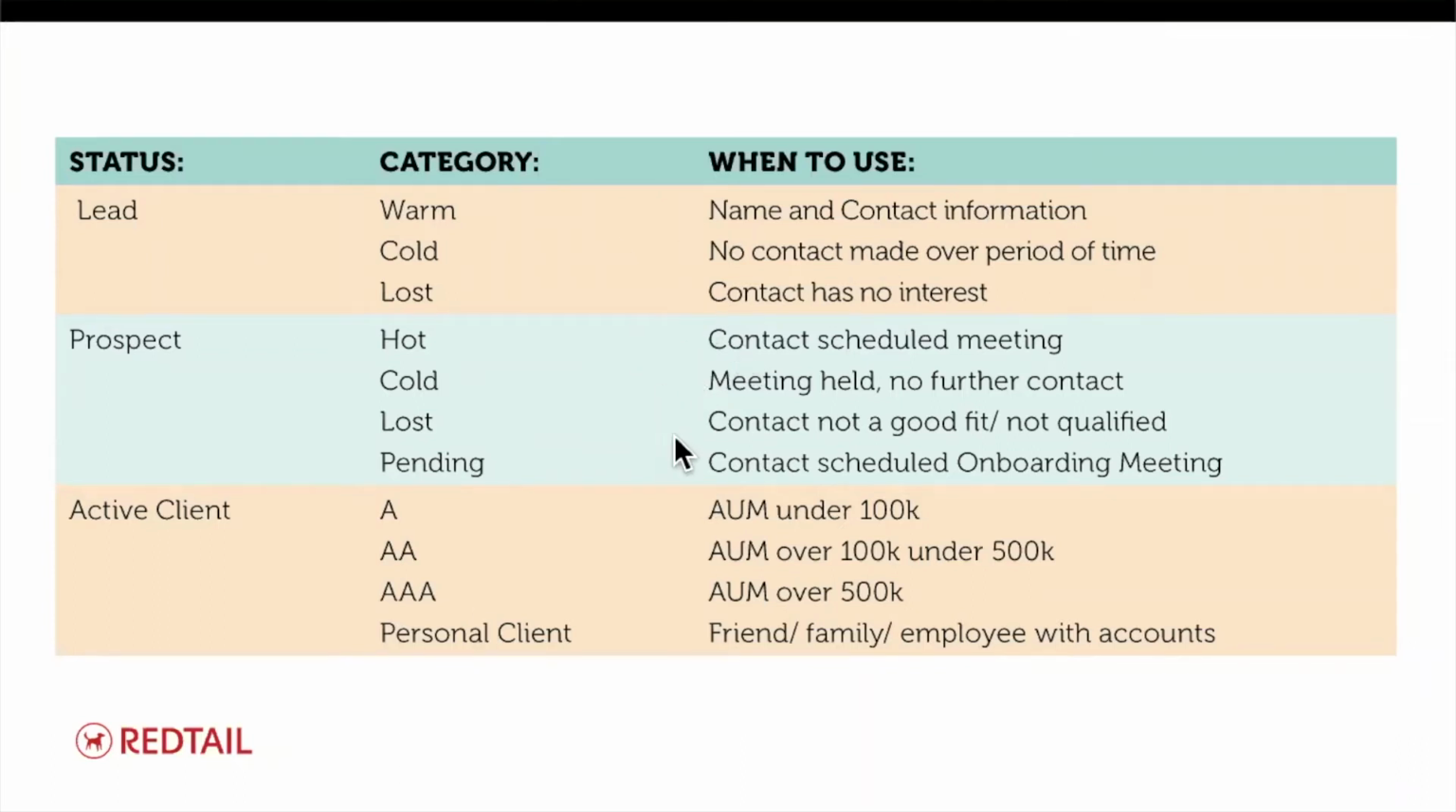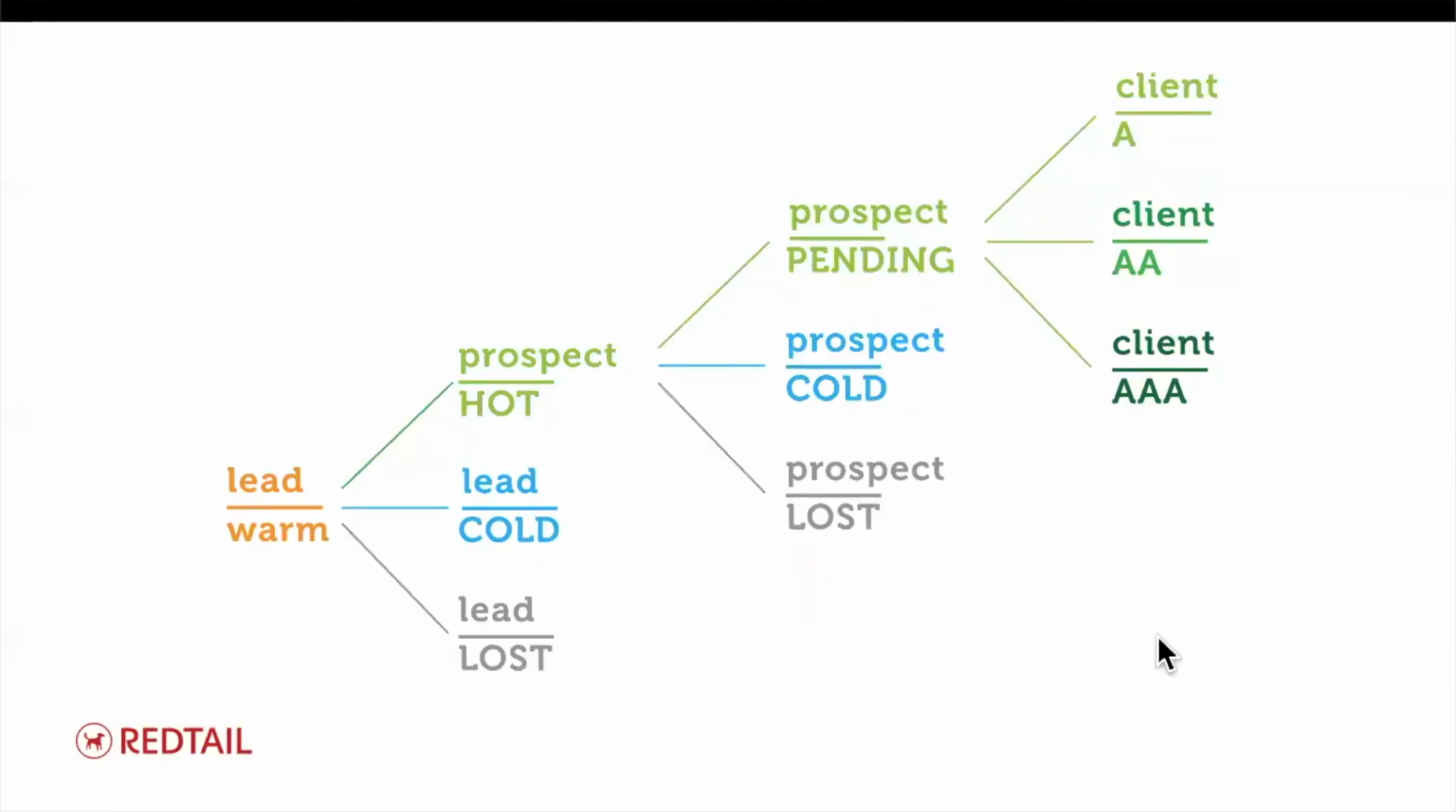All right, so once you put it together, you might also want to sketch something out like, what is the flow from lead to prospect to client? What does that look like? This also gives a visual representation. So in this graph, I've decided that on the top is going to be status, the bottom is category, and everybody gets added as a lead warm.